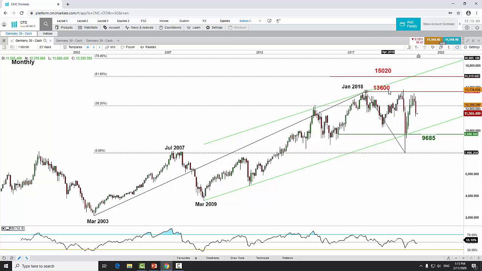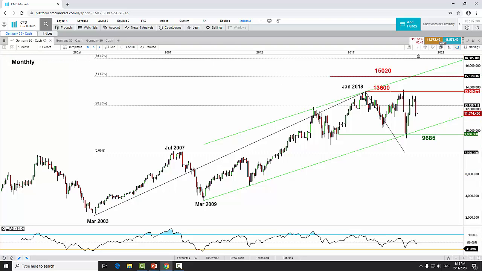So 13,600 is definitely a key long-term resistance level to watch. Unless we start to see a weekly close above this 13,600 level, it could take us up higher towards 15,020. What is 15,020? It is the upper boundary of this long-term ascending channel, as well as a Fibo projection or extension level.